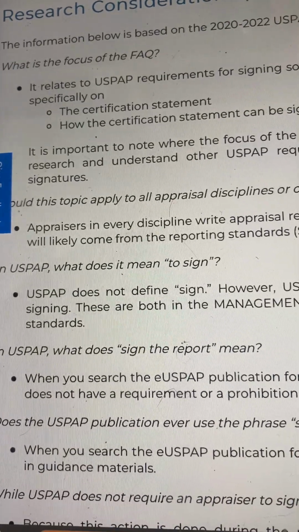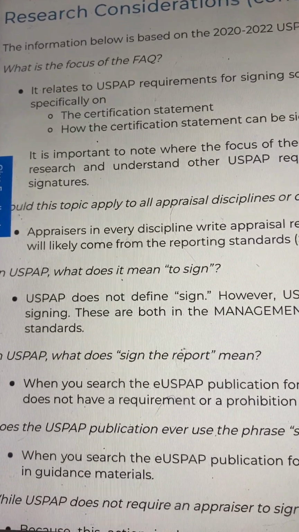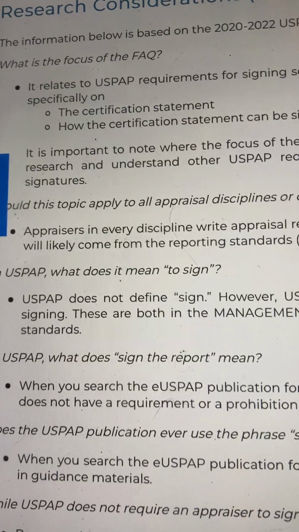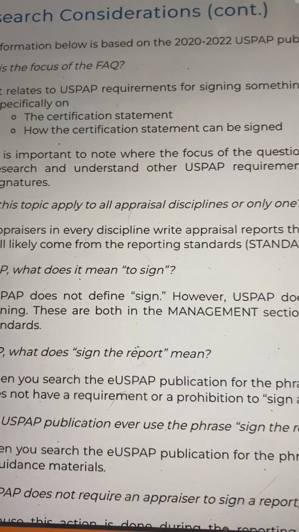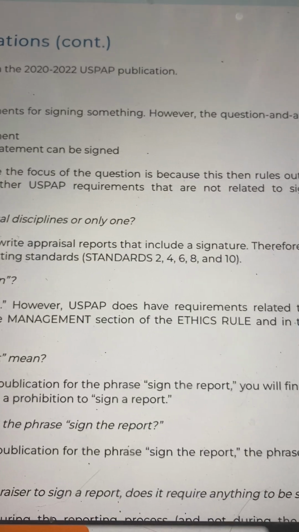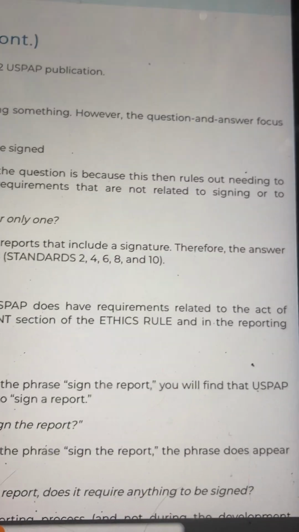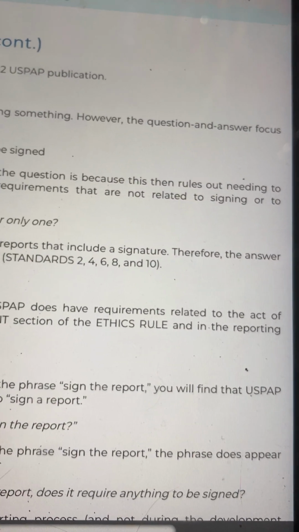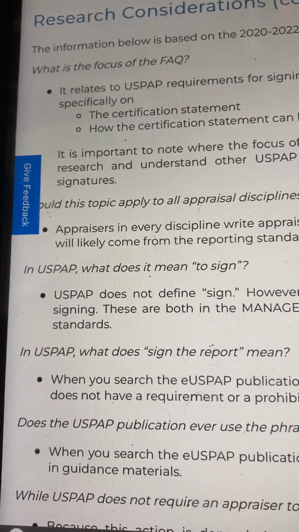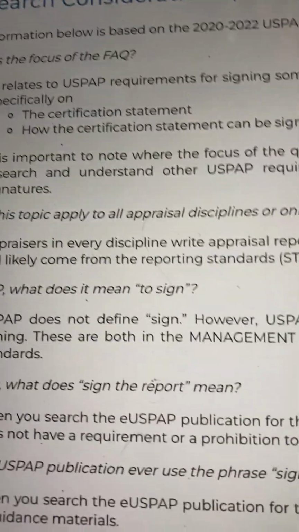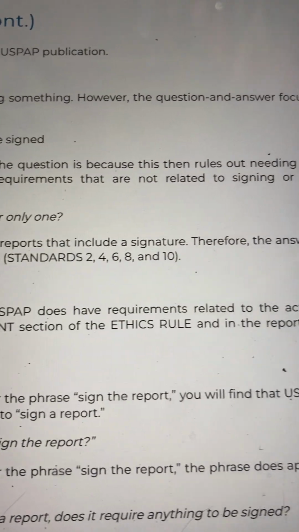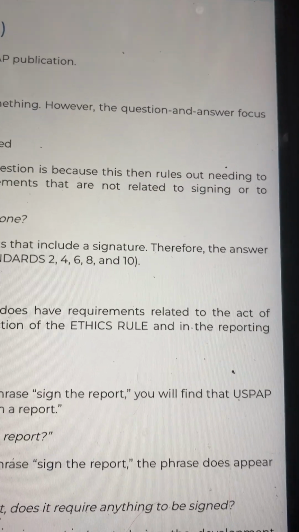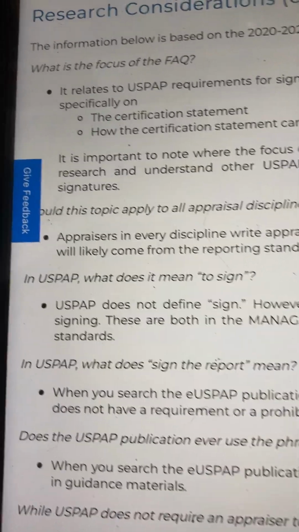In USPAP, what does it mean to sign? USPAP does not define sign. However, USPAP does have requirements related to the act of signing. These are both in the management section of the ethics rule and in the reporting standards.